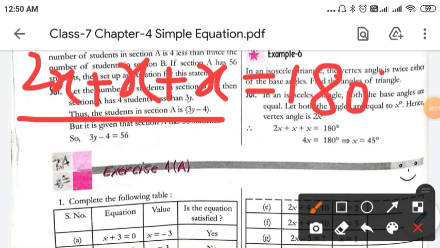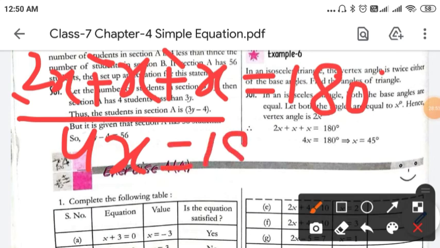As I taught you, if the variables are alike, we can add or subtract them, but the condition is that addition and subtraction take place between the coefficients, not between the variables. Here we have coefficient 2, and the other terms have coefficient 1 each. So 2 plus 1 is 3, plus 1 is 4. We take the variable x as common. So 4x equals 180 degrees.